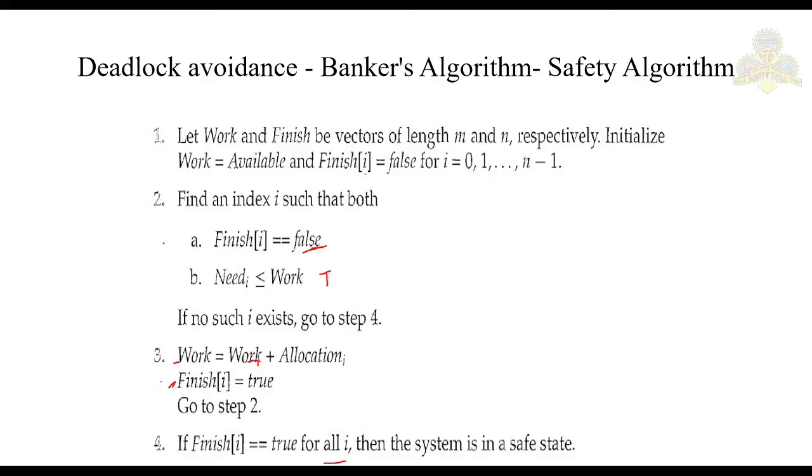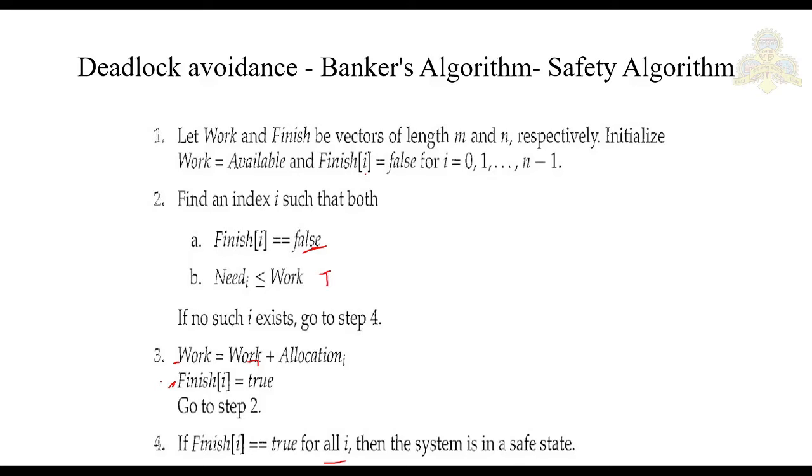That means you'll come back to step 2 and check for the next process which is there in the system. Okay, if all the processes have been executed, that means if Finish[i] is equal to true for all, then the system is in a safe state. The order of the execution of the processes, we call it a safe sequence. If all the processes in the system have been executed without any deadlock, then we say that the system is in a safe state. So we'll take an example and traverse through this algorithm and you'll understand it better.